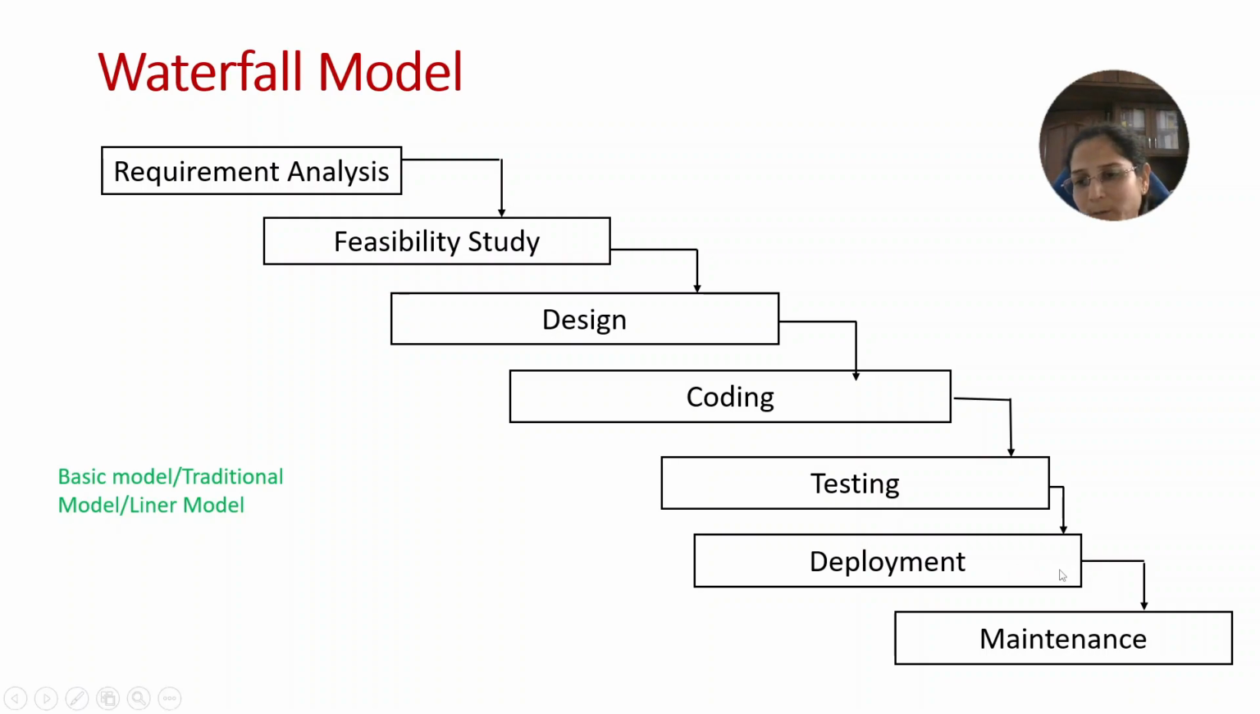And after the deployment phase, it will go to the maintenance phase, which is the last phase of the waterfall model, where if end users find any bug, or if the customer asks for any change request, any change in the requirement, then that can be taken care of in the maintenance phase. So these are the different phases of the waterfall model.